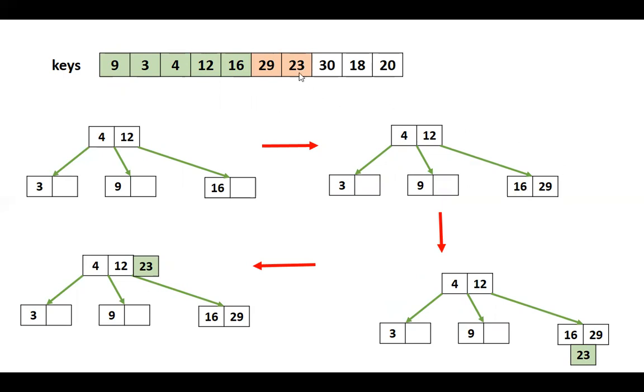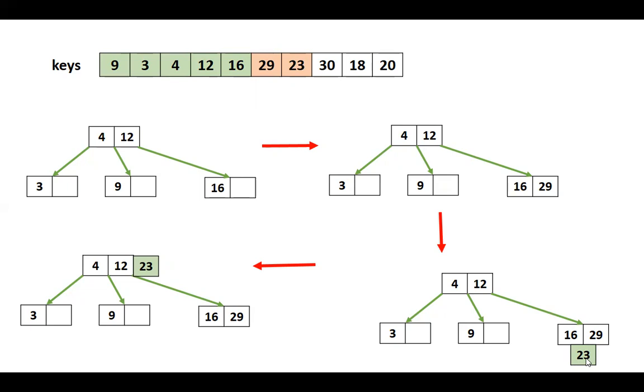Next, what you insert is 23. Again, compare it with the root, greater than 12. So go to the right side, greater than 16, but smaller than 29. So it will become in the center, in between 16 and 29. Now the node is full. So what you do now, you split the node.